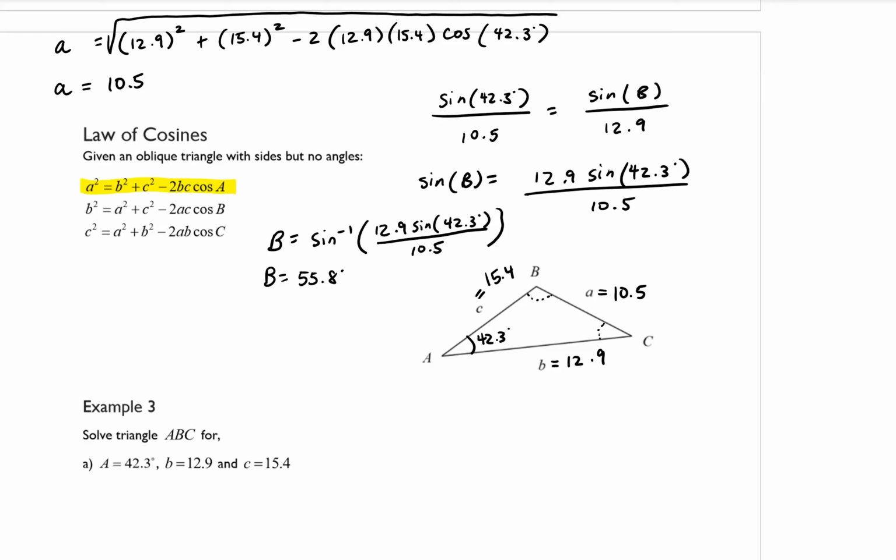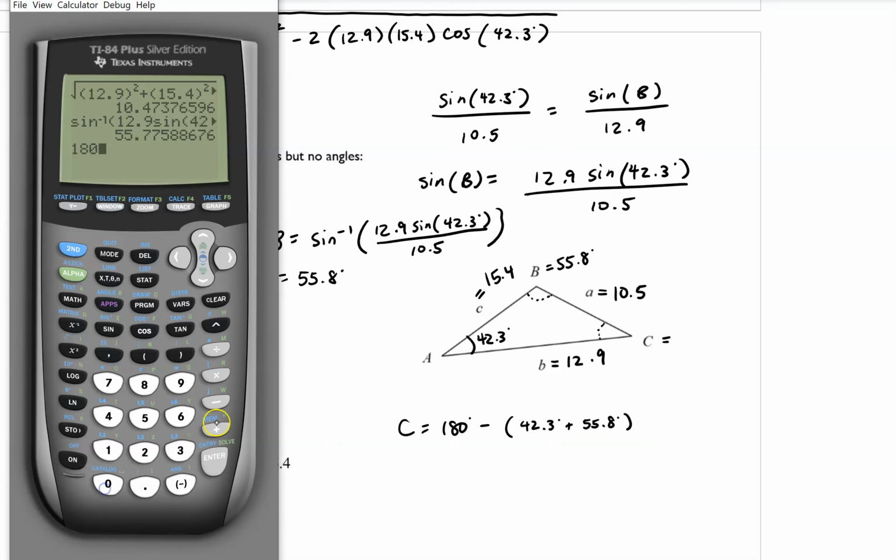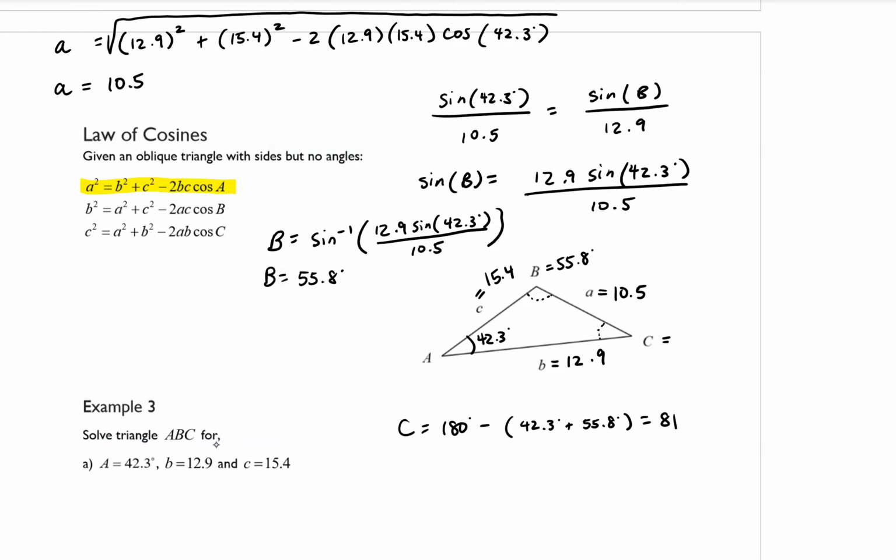And now we just have to figure out C. So we know that C is equal to 180 degrees minus 42.3 degrees plus 55.8 degrees. Okay, and so we get 81.9 degrees for C.